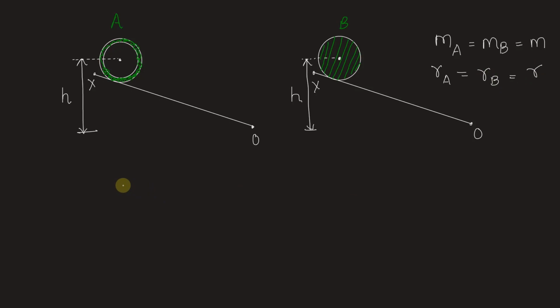First thing we know is potential energy of A at height h is equal to potential energy of B at height h, because both are situated at height h before they roll down. Now this potential energy will be converted to kinetic energy when it is just about to reach point O. Hence we can equate it to kinetic energy of disc A is equal to kinetic energy of disc B. Further, let's use this part to solve the question.